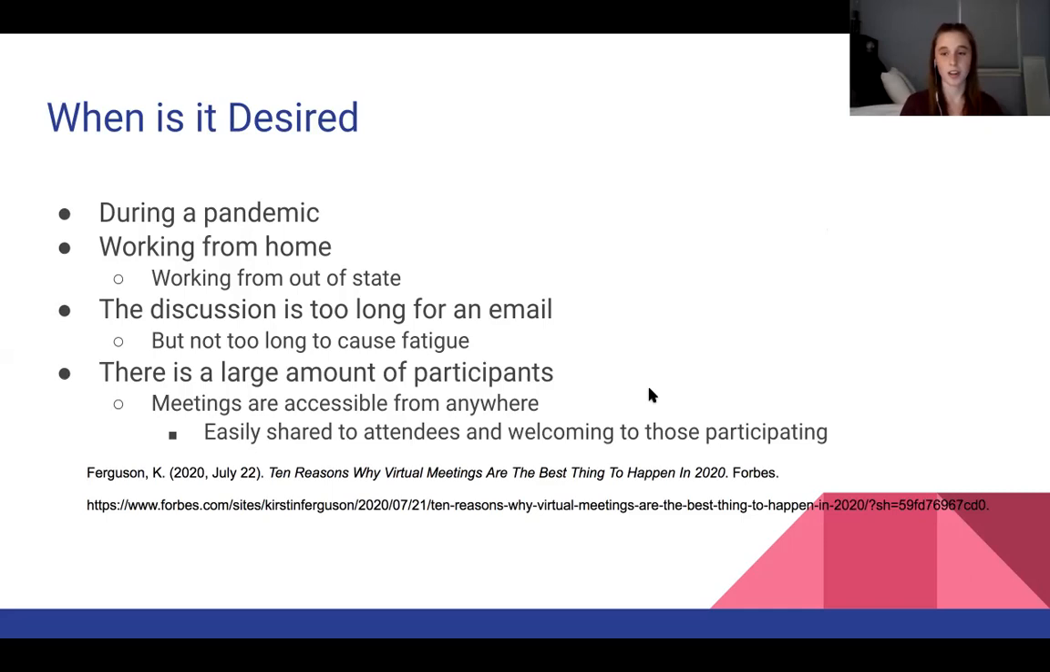And then you can have an excessive amount of participants, but everybody can be in one room. So if there's a lot of people, you all can join together and it doesn't really matter. It's not like you're shoving people into a meeting room. It's everybody's just at home. And also meetings are accessible from anywhere, like I said before, with working from out of state and everything. So you can meet anywhere from your house to a restaurant, in your car. And all the attendees are always welcomed with the link, and those who are participating can do it from anywhere. So that's my slide.